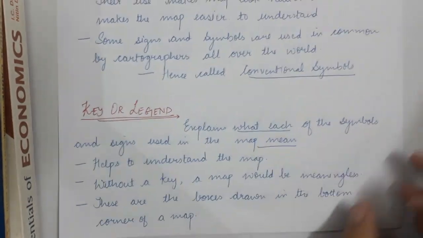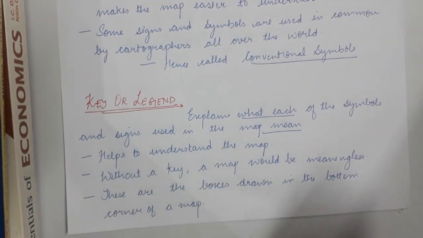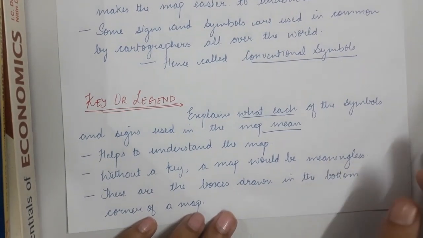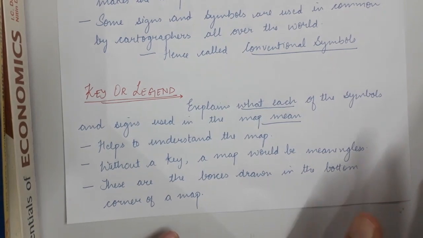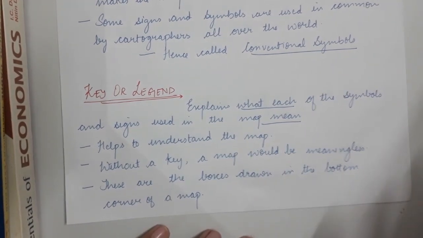Next, we will be discussing the key and the legend. You can see the key and the legend. It is present in each and every map. The small box is present mostly on the right side, but it can be present anywhere on a map, and it explains what each sign and symbol is used for.